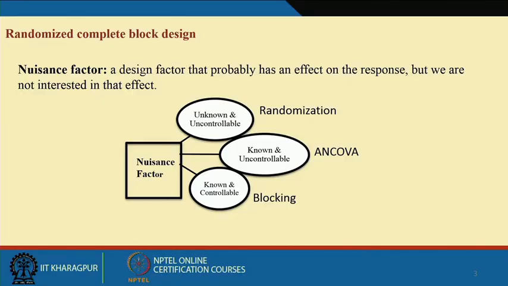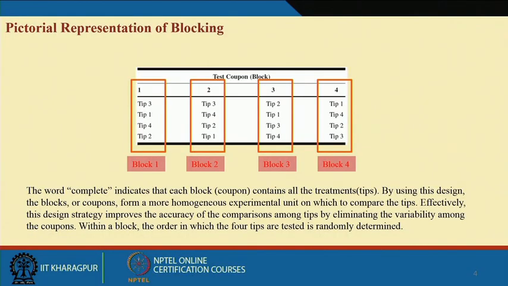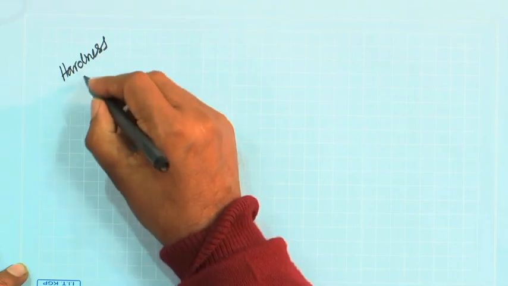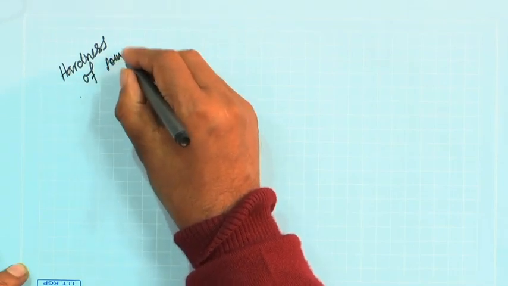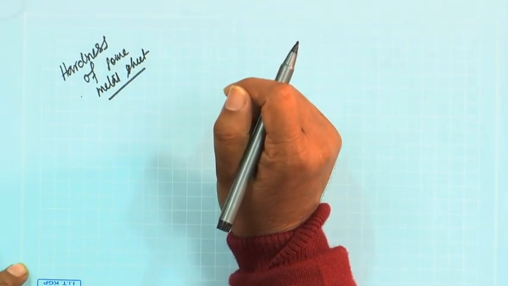Okay. I will give you one example here. Before giving you the example, I want to tell you that this lecture is also prepared based on materials taken from the book written by Montgomery, Design and Analysis of Experiments. So, here the experiment is that suppose you want to measure the hardness of some metal sheet.